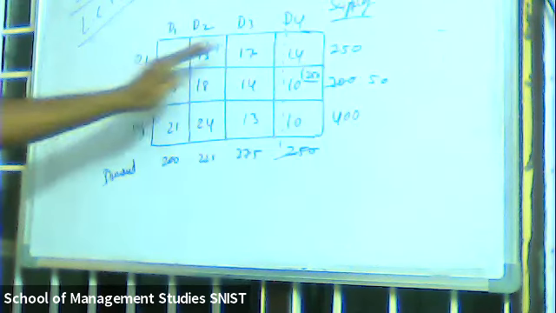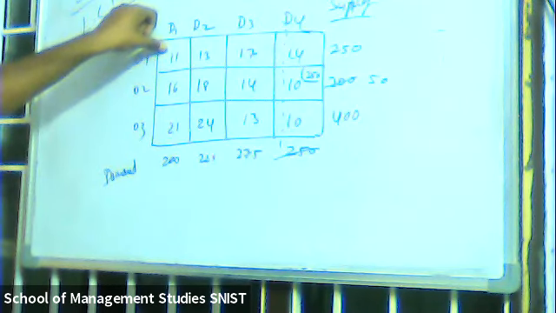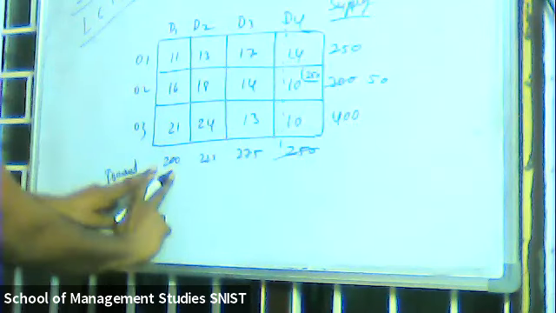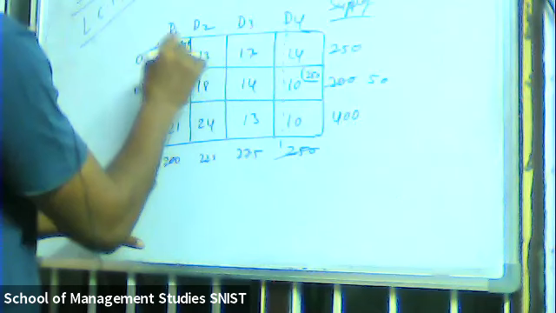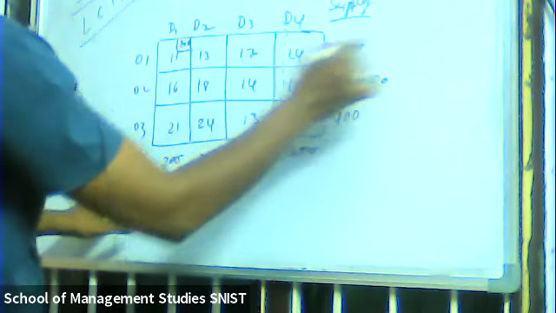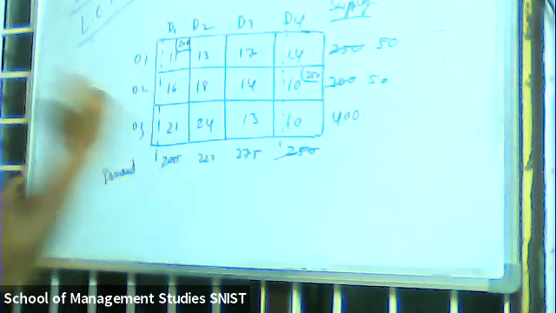Now next least value, 11, x11. 14, 21, 24, 13. So 11 is the least value. Yes or no? Now 11 is the least value. Now 200 and 250. So which value I have to allocate? 200. So allocate 200 here, then it becomes 50. Okay, now 200, this is also cancelled.